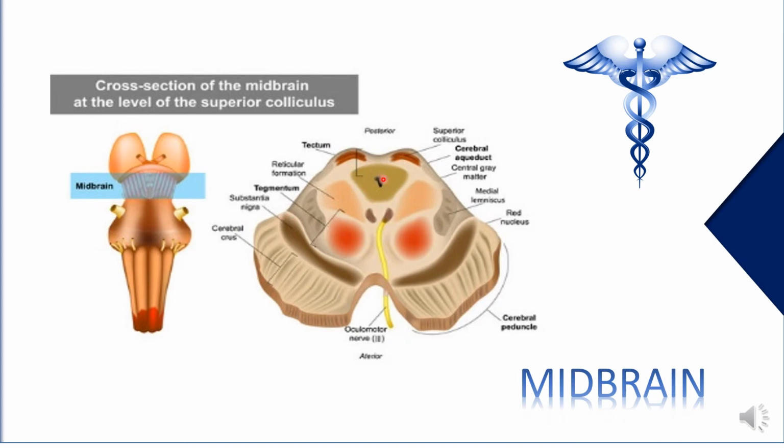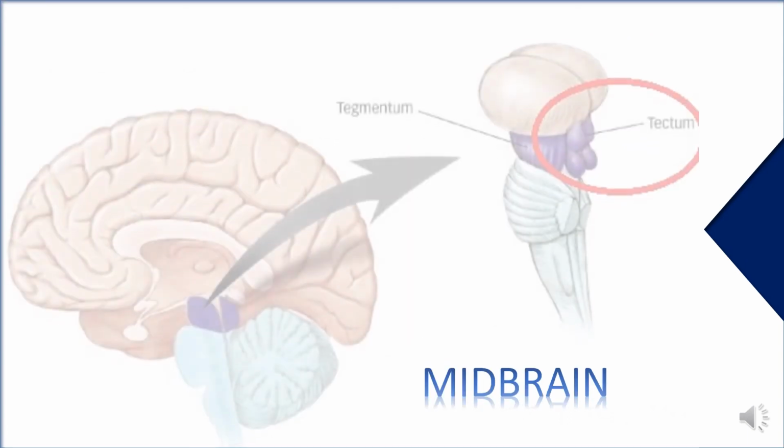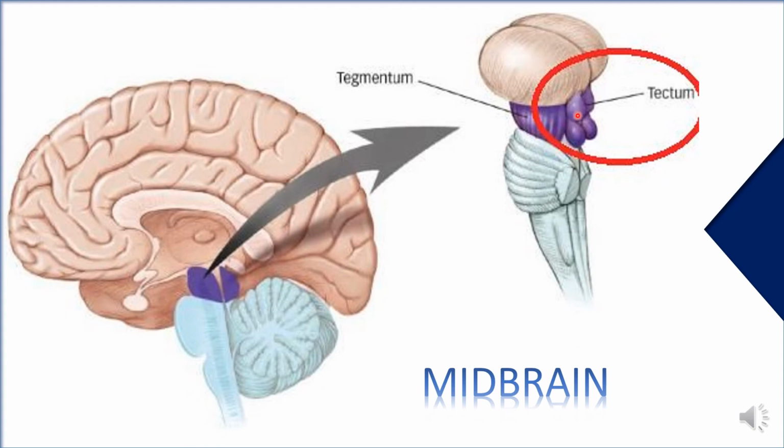Here you can see a cavity. This cavity is called the cerebral aqueduct. The cerebral aqueduct connects the third ventricle to the fourth ventricle. Posterior to the cerebral aqueduct is the tectum. The tectum has four swellings. Now let's see the tectum in the next figure. Here you can see the four swellings in the tectum. The superior ones are called the superior colliculi and the inferior ones the inferior colliculi. Between the superior colliculi is the pineal gland. And anterior to the tectum is the tegmentum, which is the posterior part of the midbrain.